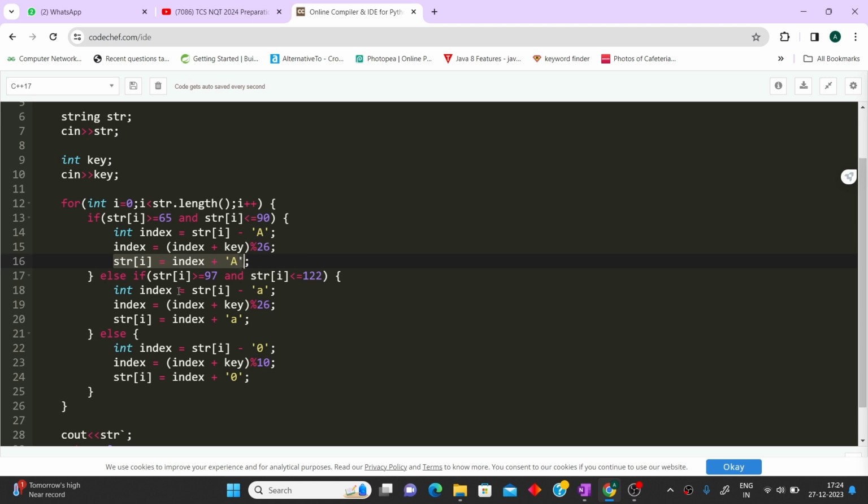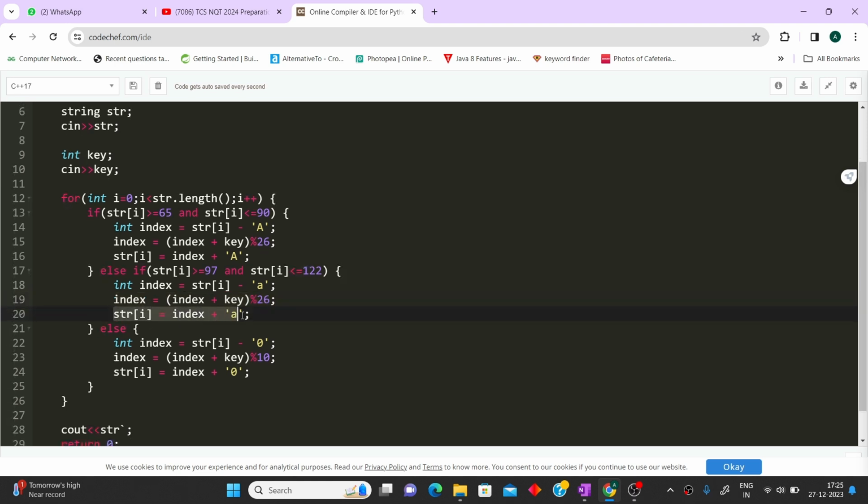Similar are the cases with the small alphabets also. If they lie in the ASCII values from 97 to 122, it means that they are small, lowercase. Again, index will be current element minus lowercase a. Then we add the key to it and again do mod 26, because there are 26 small alphabets. Again, str of I is equal to the next element, because we have added the key. Now we have the index of the next element, so we simply add that index to small a and place it in the current str of I. So if it was small a, it would have become small d. If it was small d, then with key 2 it would have become small f.